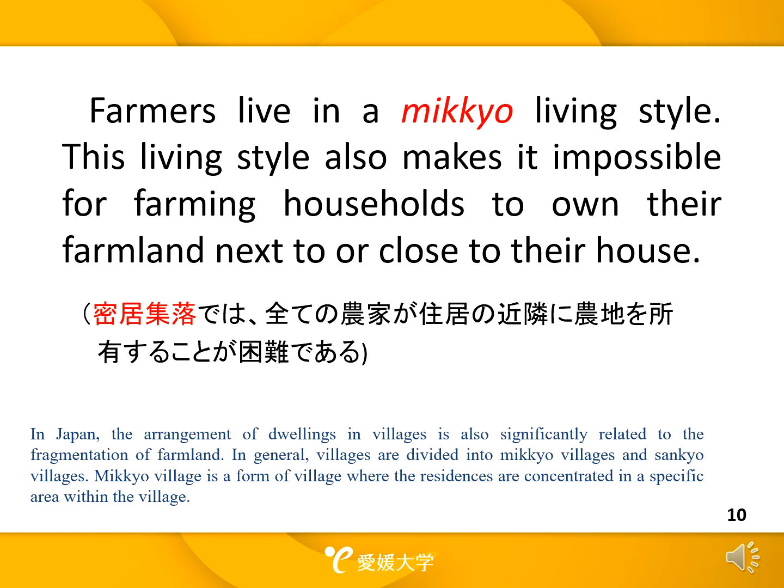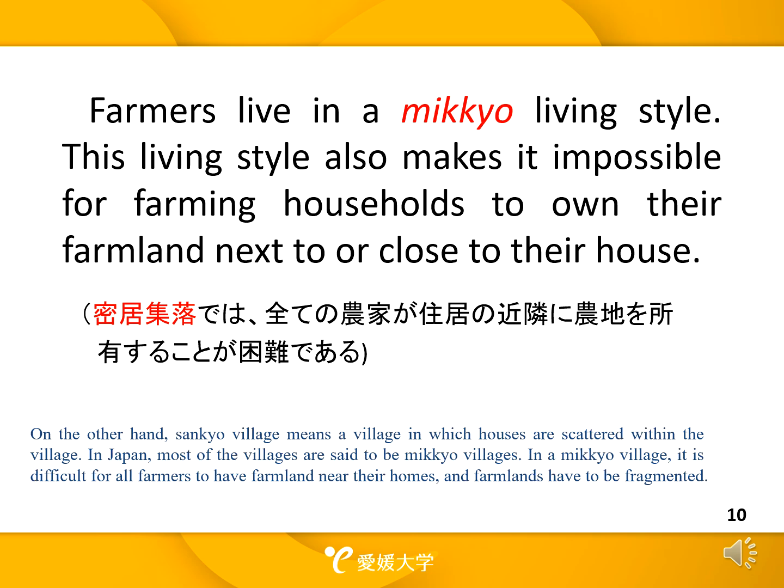In Japan, the arrangement of dwellings in villages is also significantly related to the fragmentation of farmland. In general, villages are divided into Mikyo villages and Senkyo villages. Mikyo village is a form of village where the residences are concentrated in a specific area within the village. On the other hand, Senkyo village means a village in which houses are scattered within the village. In Japan, most of the villages are said to be Mikyo villages.